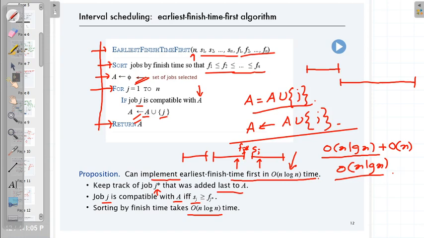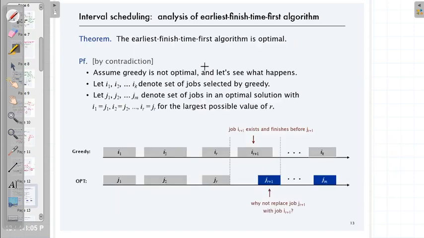Now another thing. As I told you, with this greedy template, using earliest finish time, we sense that it is going to be optimal, that it is producing the optimal result. Then how can we prove that this earliest finish time first algorithm is optimal?